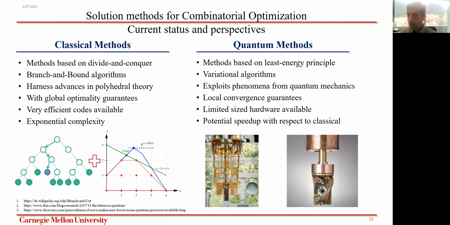On the quantum side, we have methods based on least energy, principally variational algorithms, exploiting quantum mechanical phenomena. But these, to date, are limited by the hardware, and they only have local convergence guarantees. But they could even achieve speedups with respect to the classical alternatives.